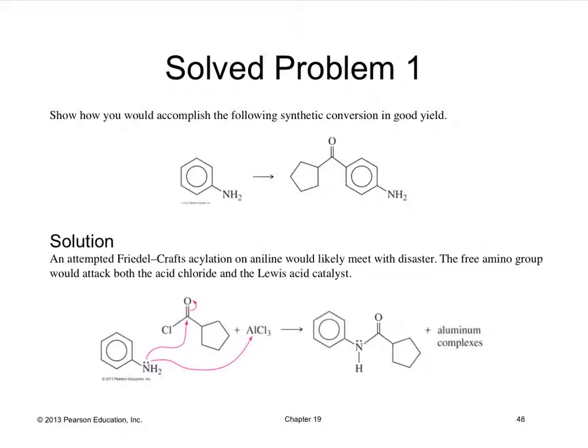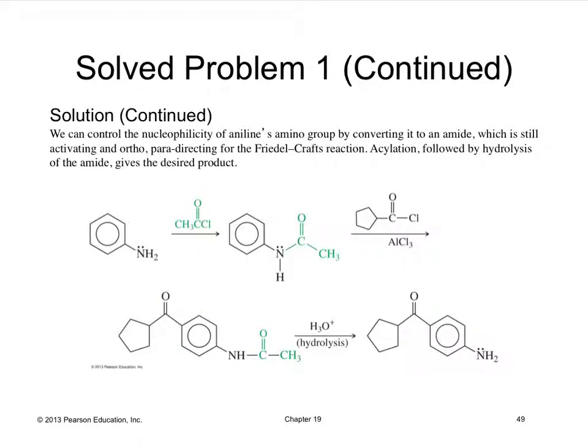So here's problem 1. How would you accomplish the following synthetic conversion from aniline to here? If you try to do Friedel-Crafts acylation directly, what will happen is your amine lone pair will attack the acid chloride and substitute it, forming the amide, which is not what you want in this product above. So what you would do is protect the aniline by reacting it with an acid chloride, right? And then you would do Friedel-Crafts acylation, and that will allow the reaction to occur para, and then you can hydrolyze the amide bond as such.